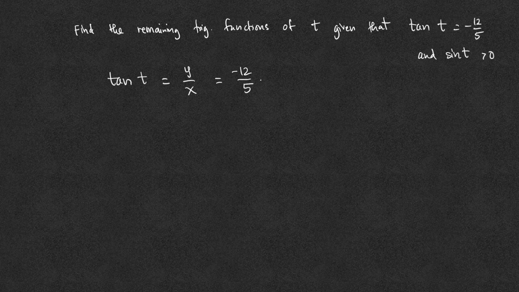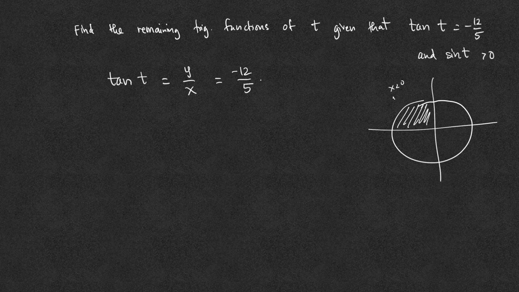With the first piece of information, where tangent is negative 12 over 5, we know that t has to be either in the second quadrant, where x is negative and y is positive, which would make tangent negative, or in the fourth quadrant, where x is positive and y is negative, and that would make the ratio negative. T cannot be in the first quadrant because x is positive and y is positive, which would make the ratio y over x positive. And t cannot be in the third quadrant because the signs of x and y are both negative. Negative over negative would give us a positive, not a negative. And so, with the first piece of information, tangent of t is negative, we know that t has to be in the second or the fourth quadrant.